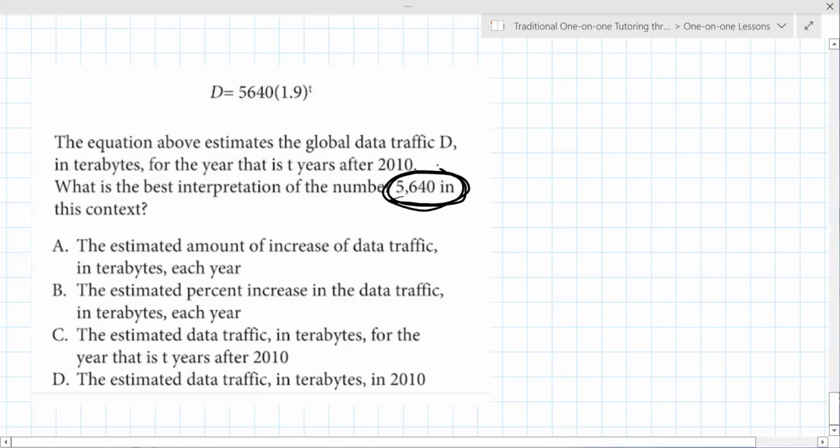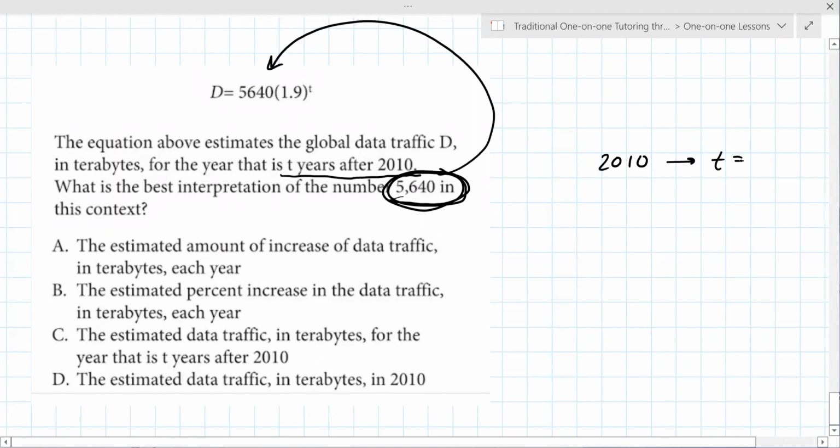Do you see how it's asking about that? So 5,640, where does that appear in the equation? Right before the 1.9. Yes. Okay, and t is t years after 2010. So in 2010, what is the value of little t?